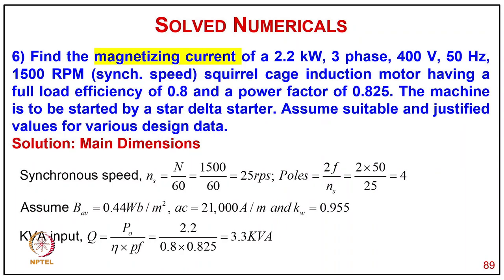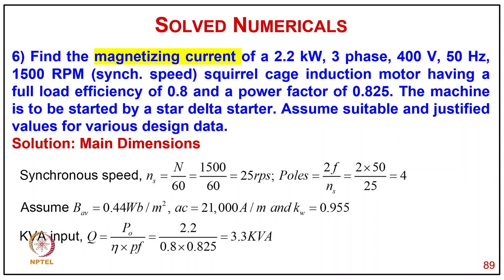And the copper loss in the rotor winding is I square R2, it comes to 9831 watt. Now coming to the sixth numerical example: find the magnetizing current of a 2.2 kilowatt 3-phase 50 hertz 1500 synchronous speed squirrel cage induction motor having a full load efficiency of 0.8 and power factor 0.825. The machine is to be started by a star delta starter. Assume suitable and justified values of the remaining design data.